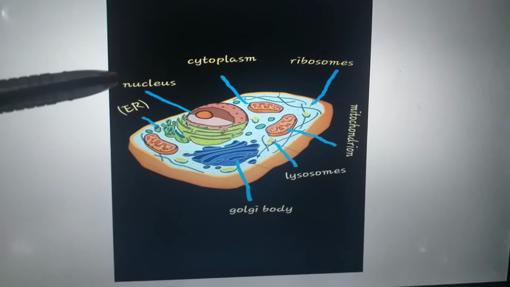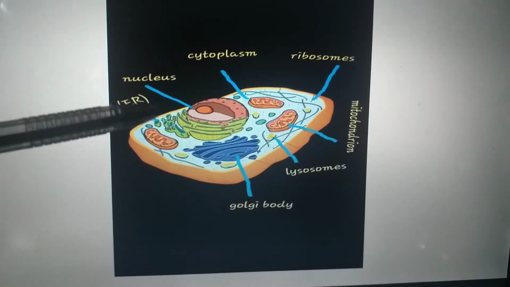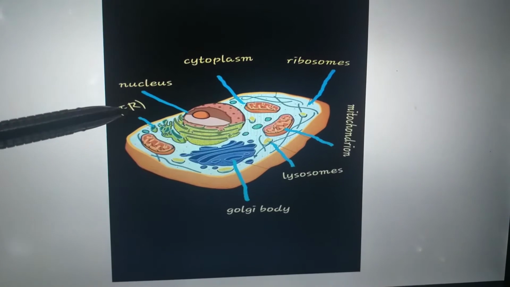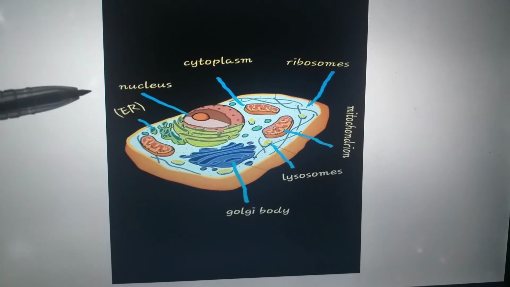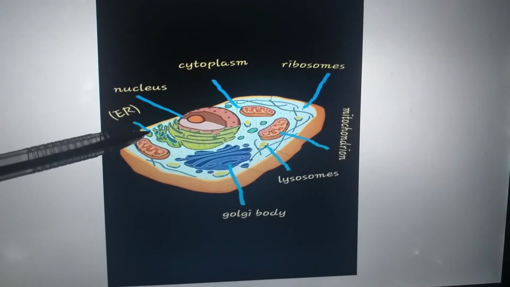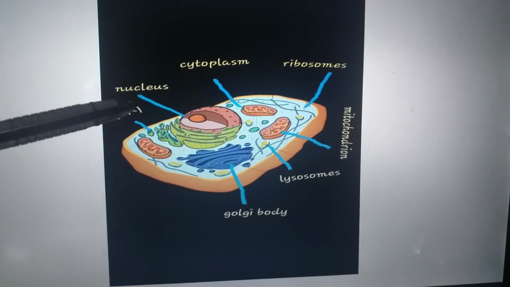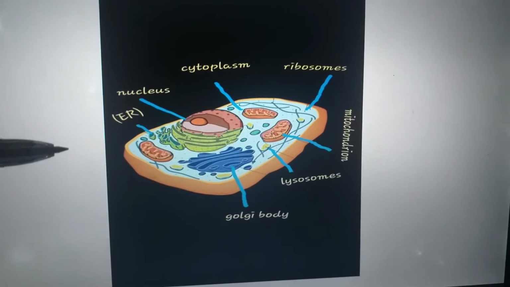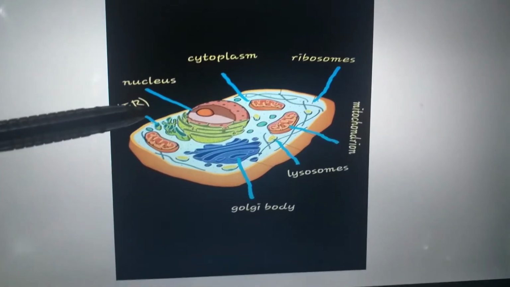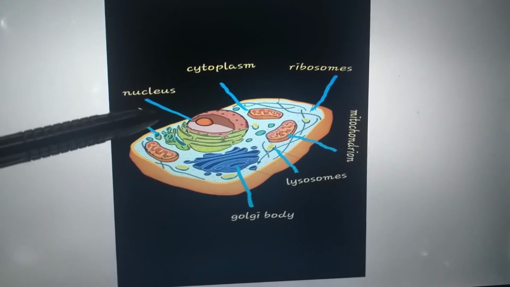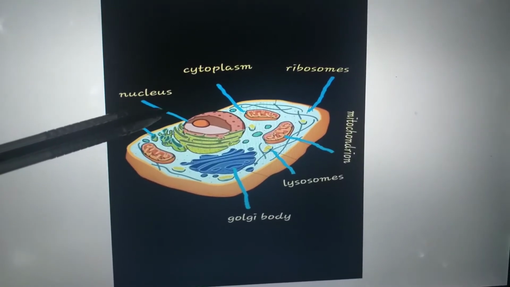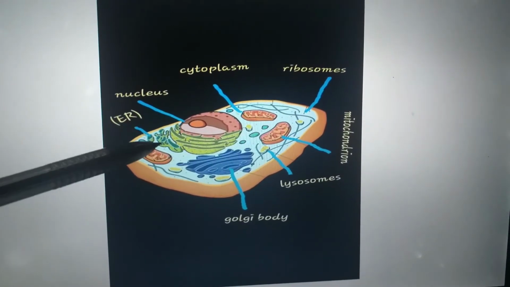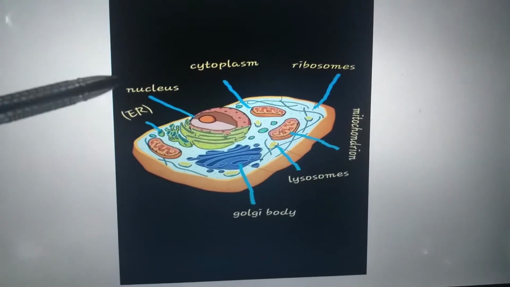The rough endoplasmic reticulum is a major producer of glycoproteins and produces new membrane material that is transported throughout the cell, while the smooth endoplasmic reticulum participates in the synthesis of lipids and in some aspects of carbohydrate metabolism. And that's all about the eukaryotic structure.